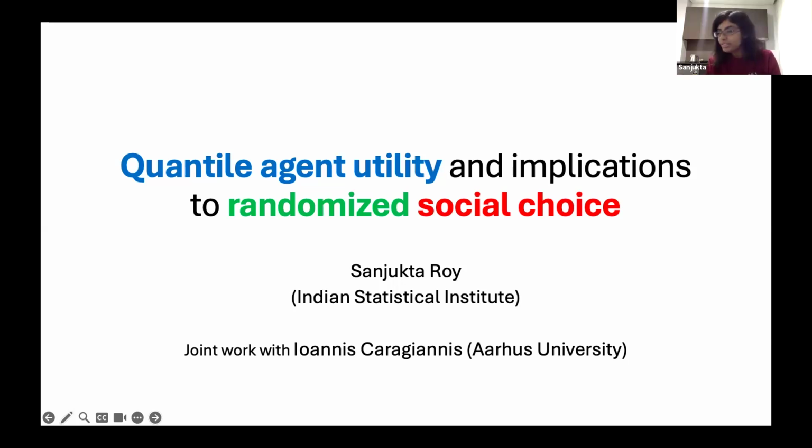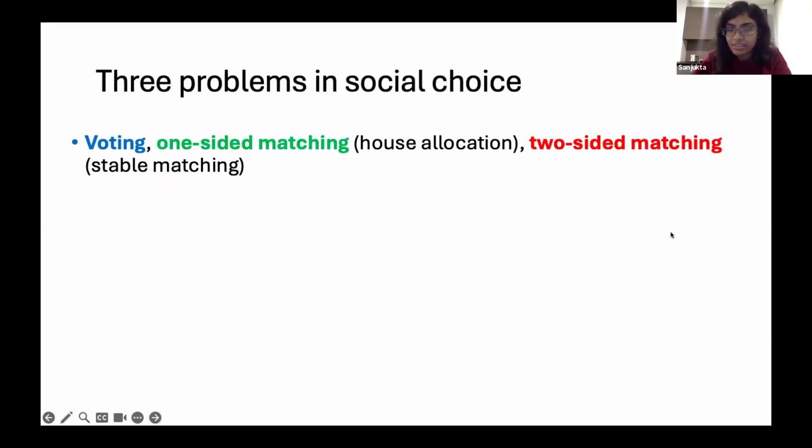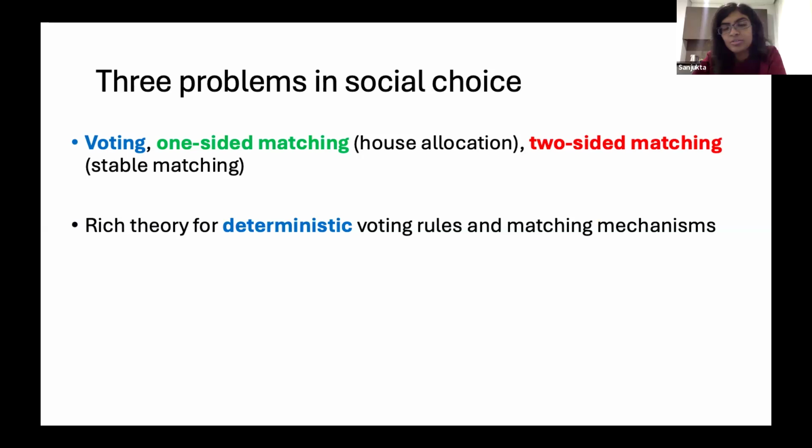Okay, so let's get started. As Nishad mentioned, I will talk about something called quantile agent utility. This is joint work with Yanis Karagianis, and I am Sanjukta, an assistant professor at Indian Statistical Institute. It's a very ambitious goal for a 20-minute talk, but we are planning to look at three different setups: voting, one-sided matching, and two-sided matching. And we will look at this thing called quantile utility.